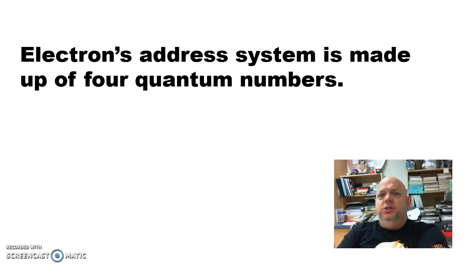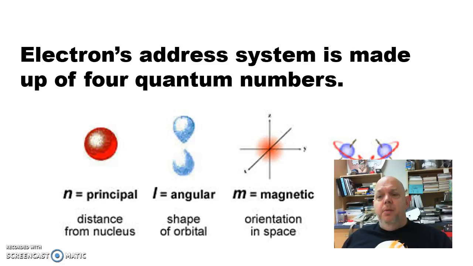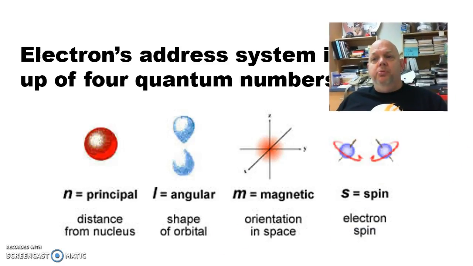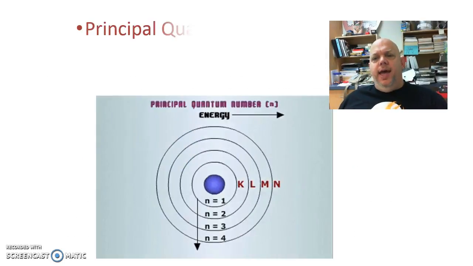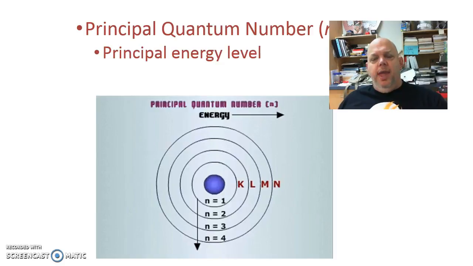Where do electrons actually hang out? Now, in the first part, we looked at the idea that the electron's address system is made up of 4 quantum numbers. You might remember those. You might think about the principal energy level, the N; the angular, the letter L, that's the shape of the region that we're in; and then the magnetic, the letter M, which is the orientation in space. There's one more that we've got to look at. But as we look at the principal quantum number N, we know it's the principal energy level, where N equals 1, 2, 3, 4, and so on.